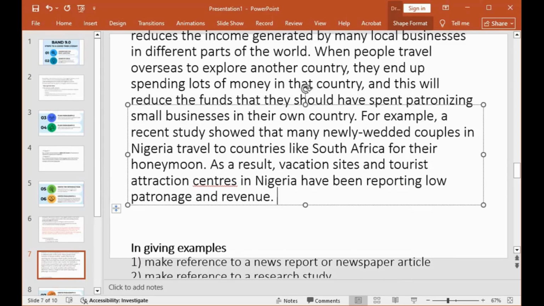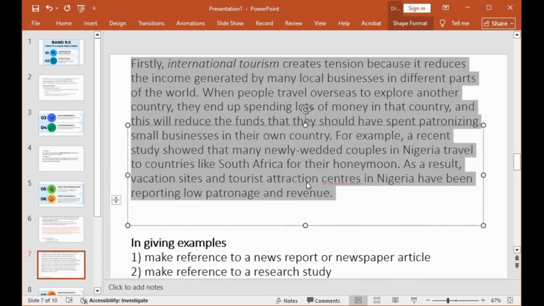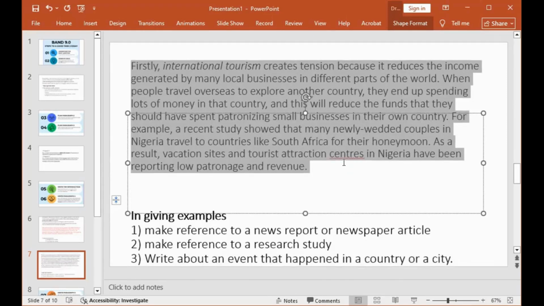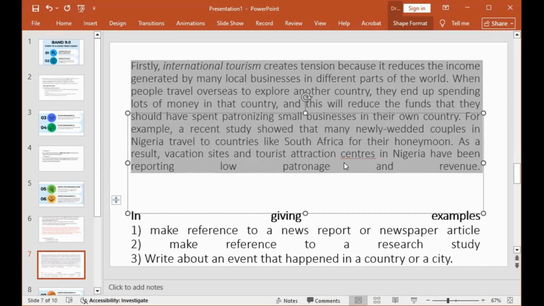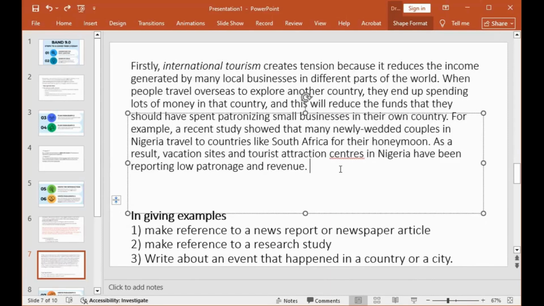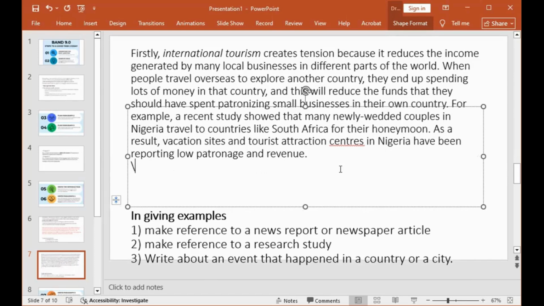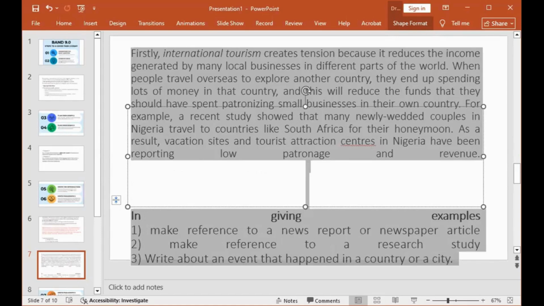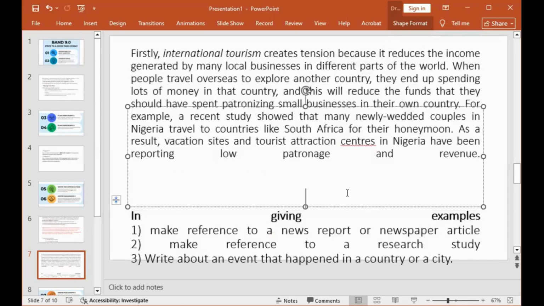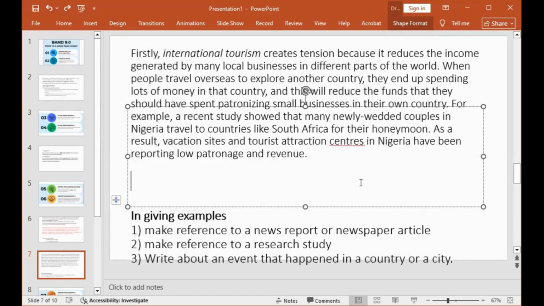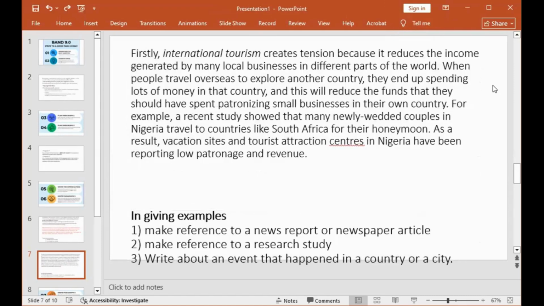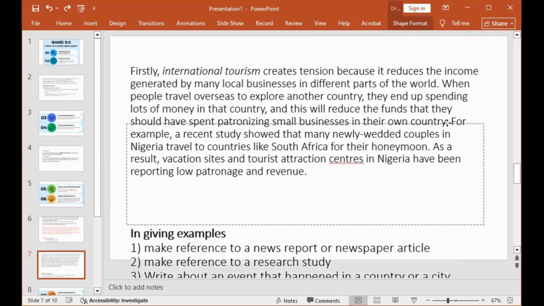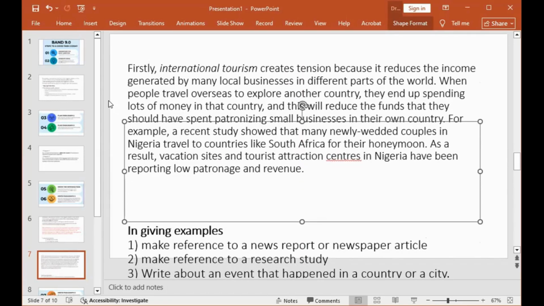Can you see the example? Okay, so we have finished with this, we can put an end to paragraph 1 and say that yes, we have presented the issue of this problem of international tourism reducing the income of small businesses. So paragraph 1 is done.